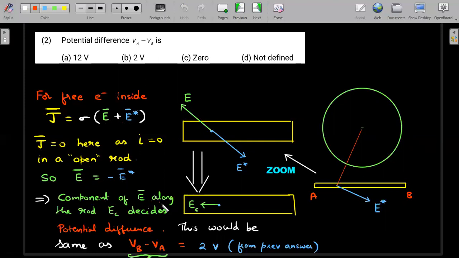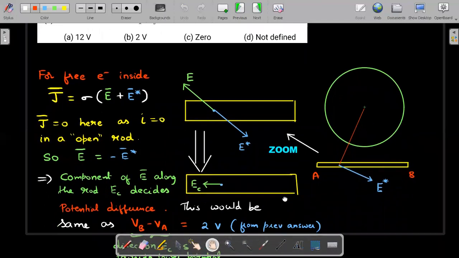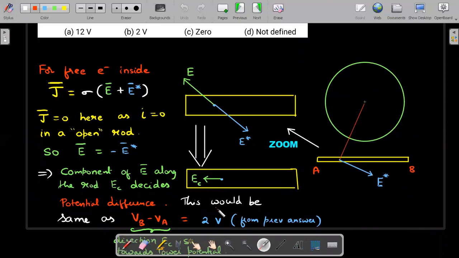So the component of E along the rod, E_C, decides the potential difference, and its dot product should be equal to the dot product of E star along the same rod, which we already found out as induced EMF, which is interesting. That value was 2 volt and this value also should be 2 volt. Only difference is the E_C is pointing from B to A, as you could see. Okay, so always conservative electric fields point from higher potential to lower potential. Therefore VB minus VA should be 2 volt and not VA minus VB.